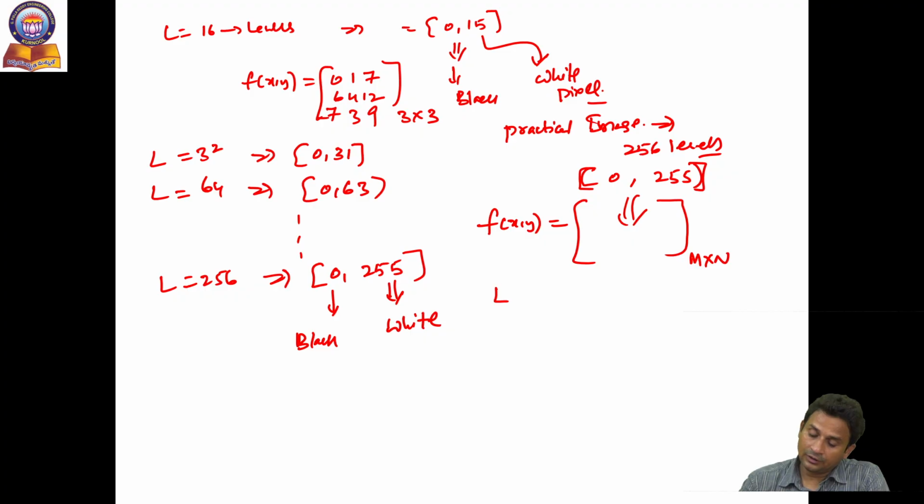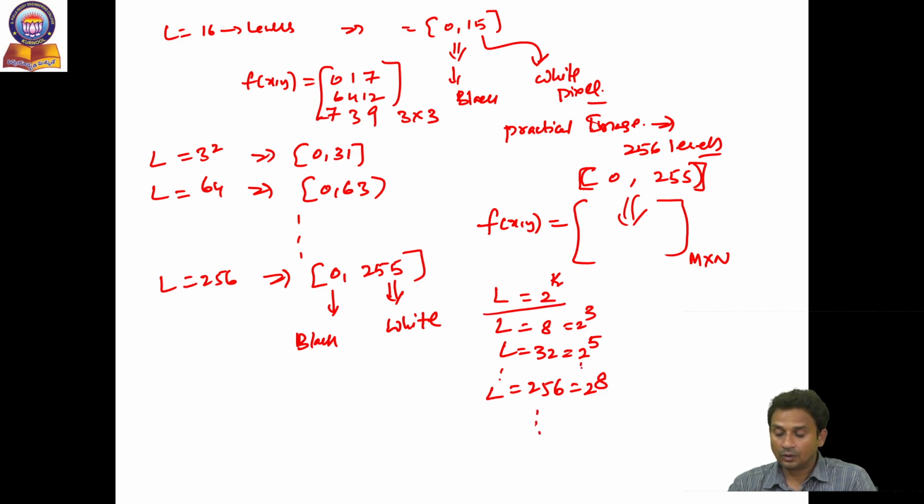The number of gray levels L will always be a power of 2, that is 2 power k. For example, L is 8, so this is 2 power 3. L is 32, it is 2 power 5. If the number of gray levels is 256, it is 2 power 8, and so on. So the number of gray levels is always a power of 2. This convention is followed in the digitization process in order to simplify the design process of the hardware, which will be used to convert analog images into digital images.